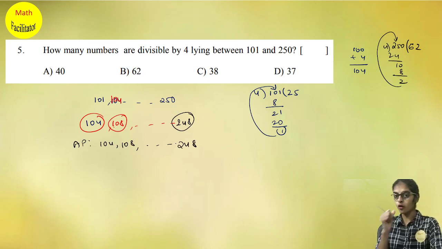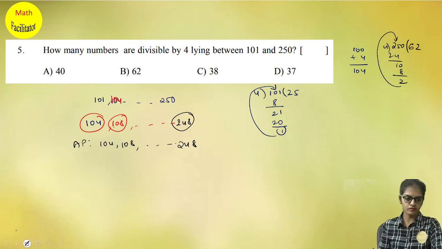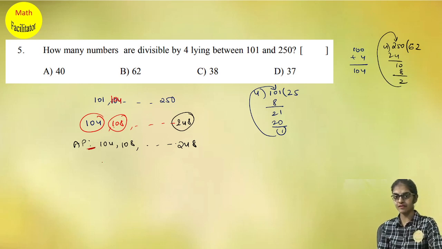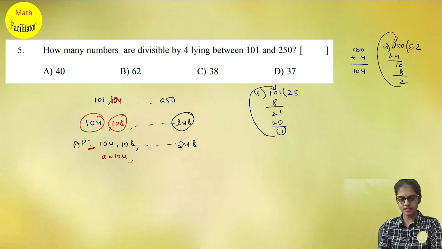I need to find how many numbers are divisible by 4. I will tell you the long method and the short method also. Basically, for the short method here, it is not starting from 0. If it is starting from 0, then the short method is very easy. But see here, what you can do is, A is 104. First term is 104. Common difference is 4. Last term is 248. Last term, that is, AN is 248.